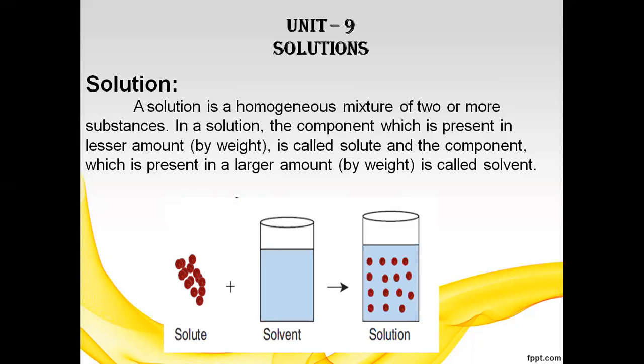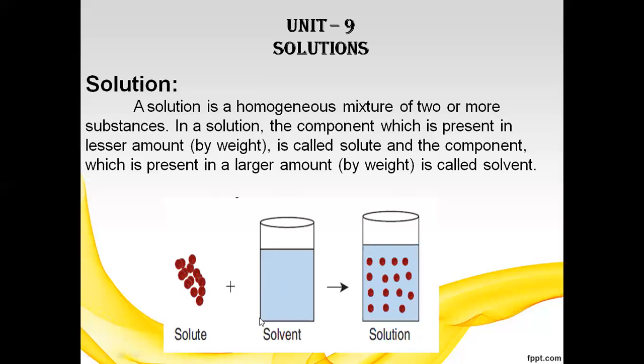Another example is sugar and water. The sugar is dissolved in water. Sugar is a smaller amount, that is the solute, and water is a larger amount, so it is the solvent. Solute plus solvent gives a solution. So sugar plus water dissolving makes a solution. Solutions are mixtures of two or more substances, one solute and one solvent.